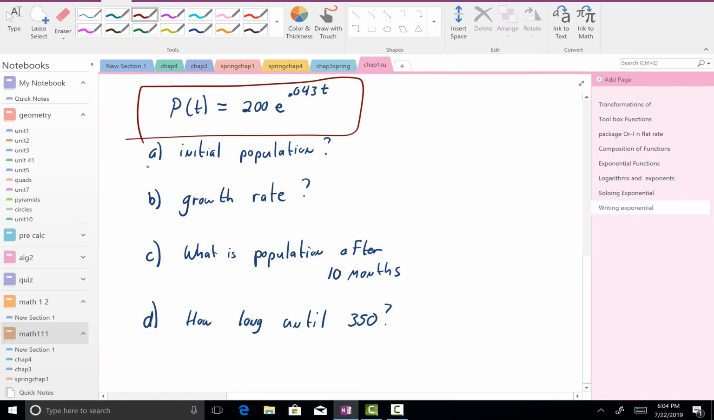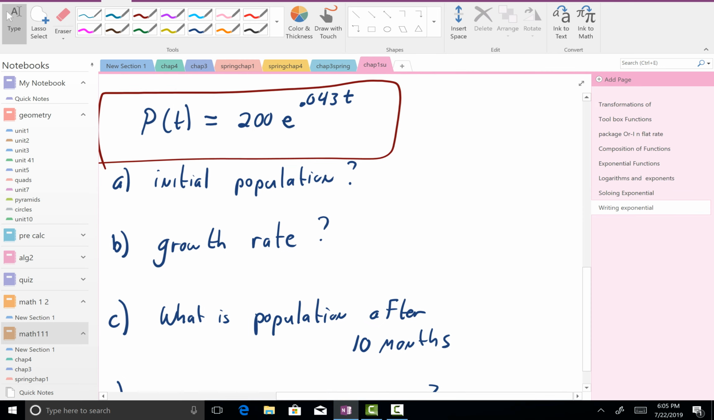Okay, we want to know the initial population, what the growth rate is, what the population is after 10 months. We'll say t is time in months. And then we want to know how long until this population reaches 350, because maybe that's some magic number for us. I don't know. All right. Good? Okay, let's go through it.